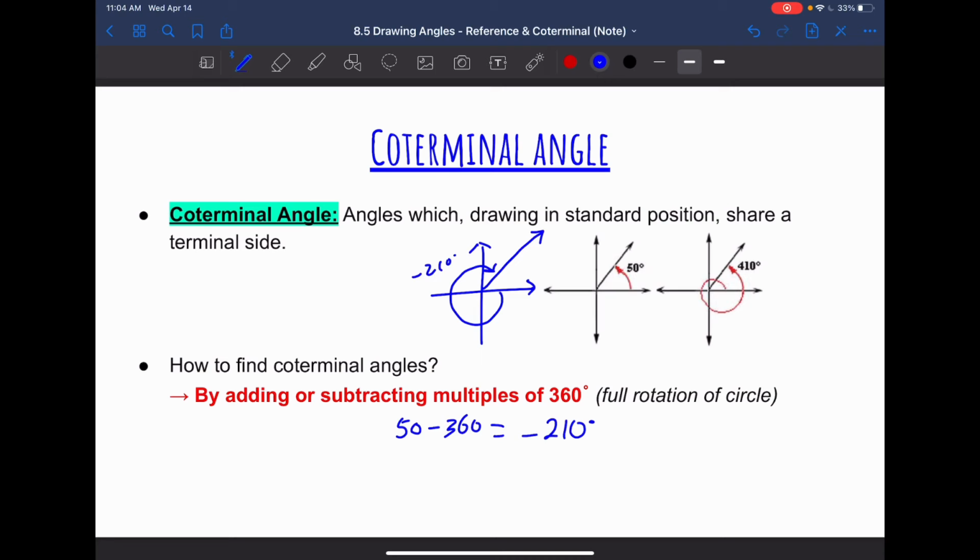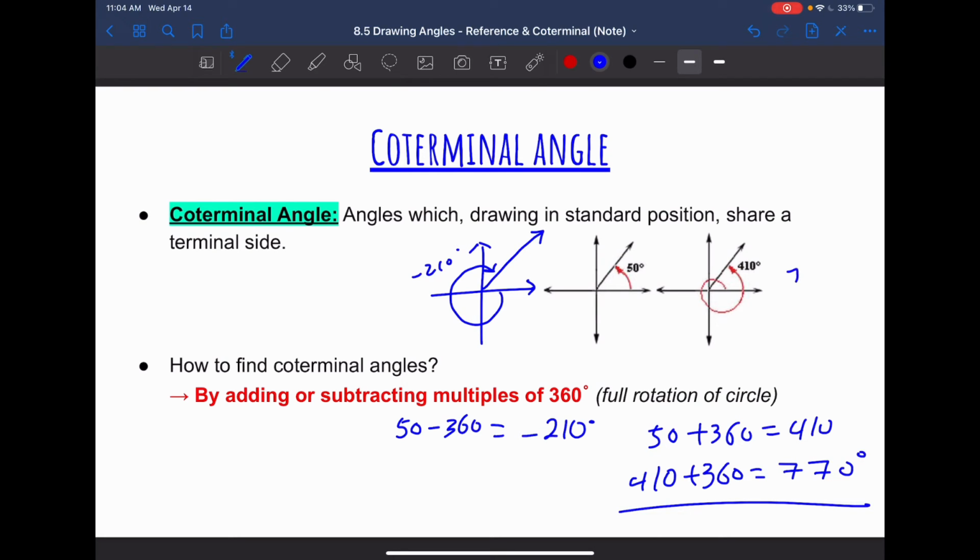Negative 210, oh yeah, that's right. Negative 210 degree is also the same thing as positive 50 degree. So you can add 360 or subtract 360. If I tell you to find more, then you can keep adding. That was 410, right? You just add another 360, and that's going to be 770. So 770 is also the same as 50 degree. You just keep subtracting or adding 360 degree.